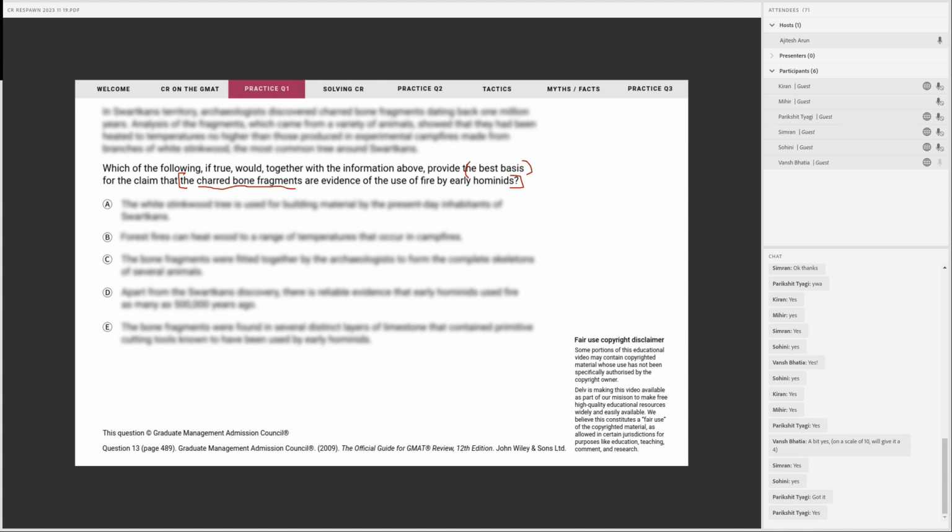Okay, so that's gotten us now to the 5 options. We need to pick an option which strengthens the claim that the charred bone fragments are evidence of the use of fire by early hominids. Now, let me take the first option for you. The white stinkwood tree is used for building material by the present day inhabitants of Swartkans. Now, if you're reading this option and you think, what? Present day inhabitants? That's not been mentioned. Building material? That's not been mentioned.